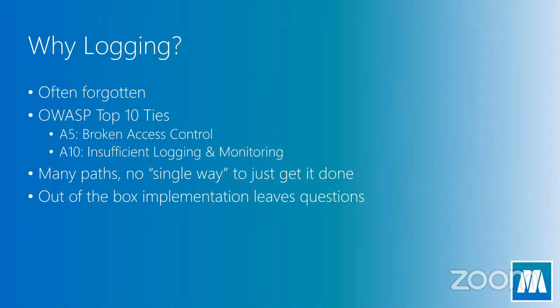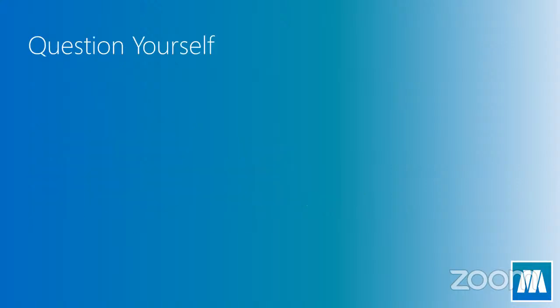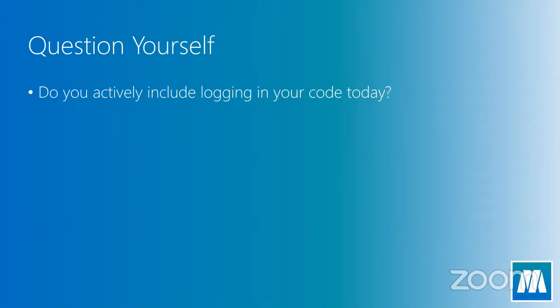So I always like to start out, although we're virtual, with a couple of questions just to be thinking about as we go through things today. First and foremost, are you actively including logging in your code today? And in this case, I'm talking very specifically about logging that you may do as a developer. So are you writing out log messages to identify critical path items or situations where there's an error that's been encountered by a user or privileged access being used? Any of those kinds of things, right?